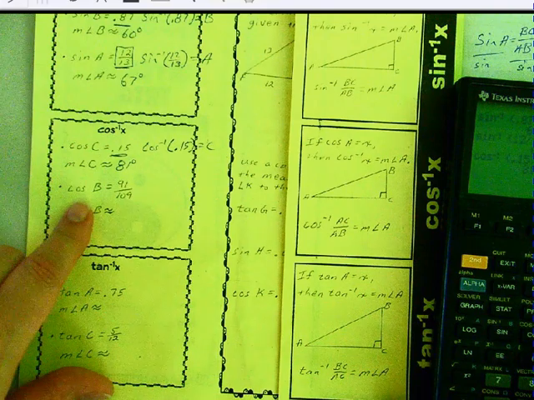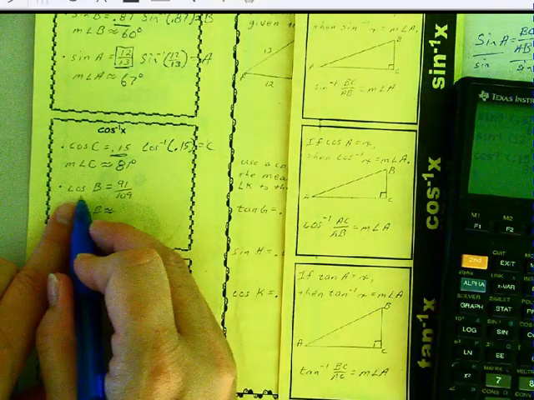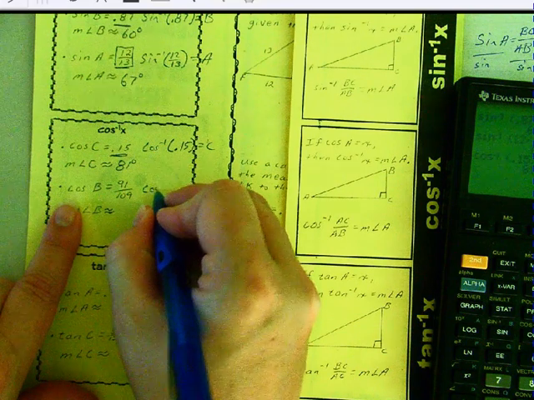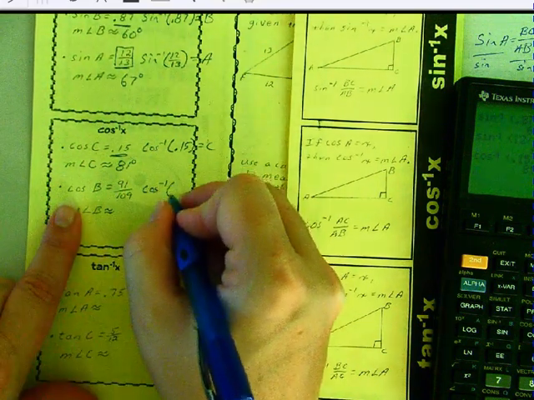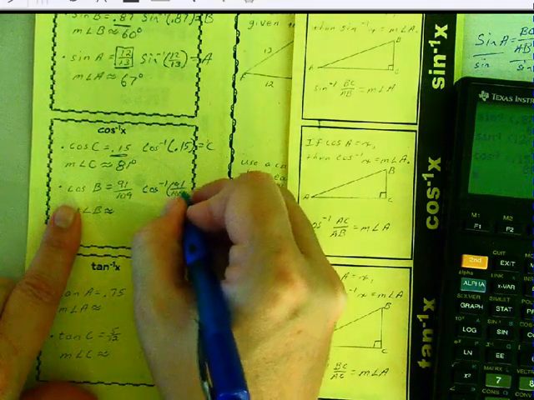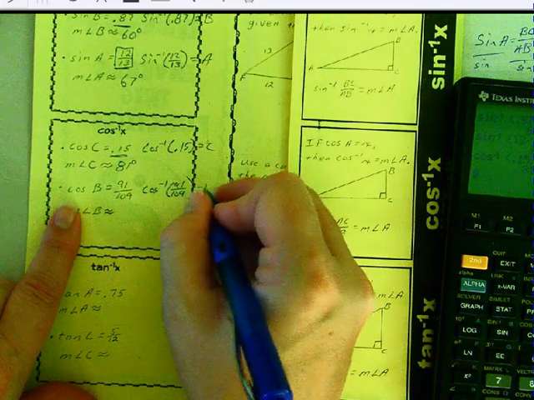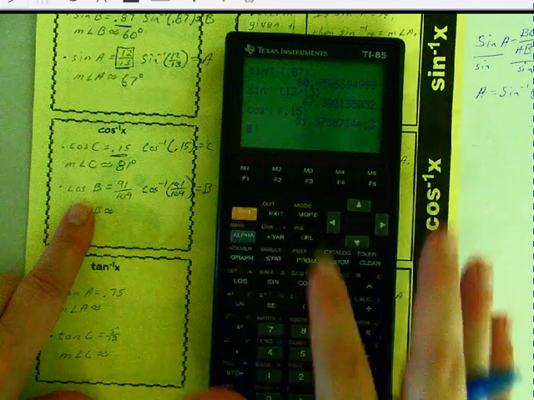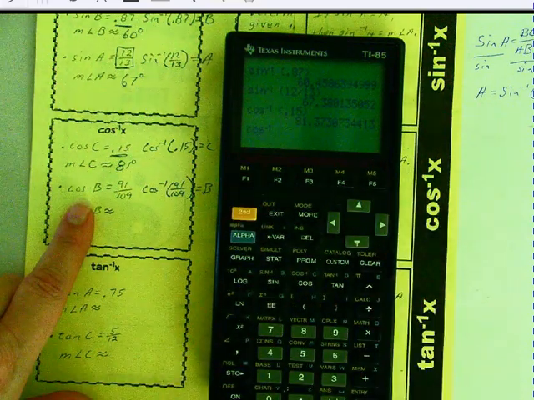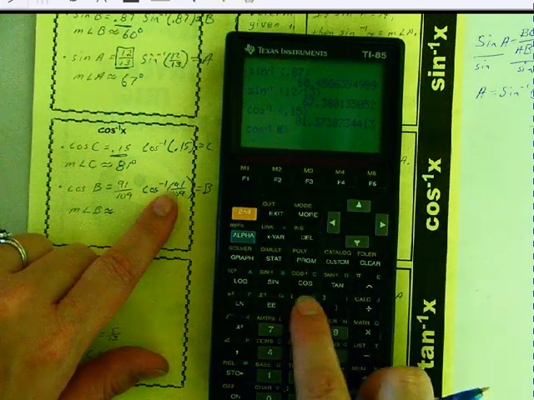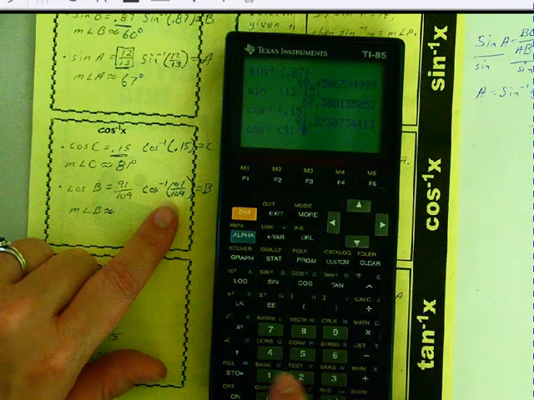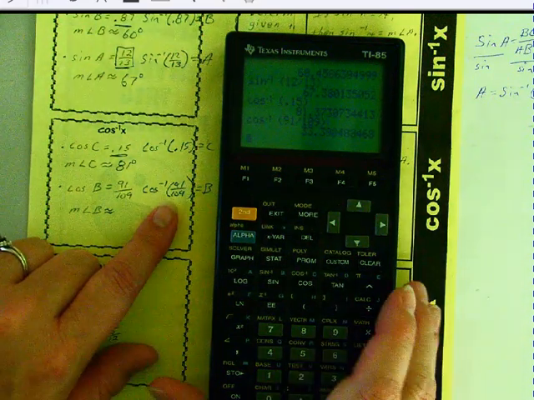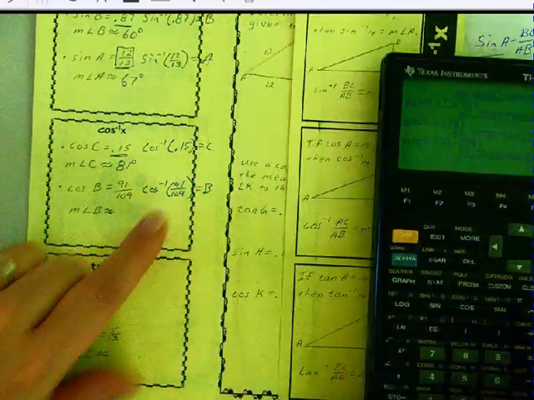Okay, let's try the next one. So we have cosine of B equals 91 over 109. So I'm going to go cosine to the -1, 91 over 109 equals B. So on my calculator, second cosine to the -1, parentheses 91 divided by 109 in my parentheses, hit enter. For this one, I get approximately 33 degrees.